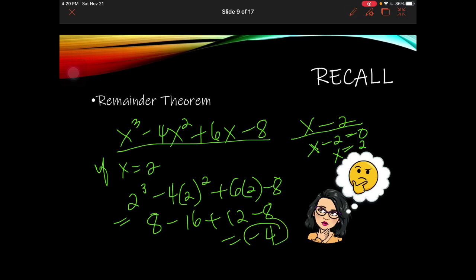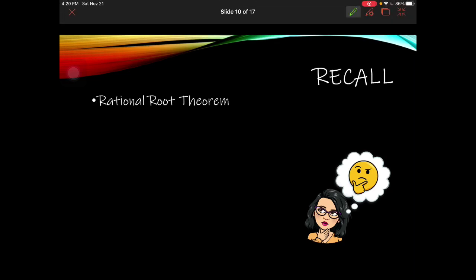Okay? And then for our last theorem, we have the rational root theorem. Ito po ay sasabihin lang niya kung ano yung mga possible rational roots ng isang polynomial. So halimbawa po, meron akong x cubed minus 4x squared minus 6x plus 8. So, ano pong sinasabi ng rational root theorem? Kailangan po natin kuhanin ang constant at saka ang ating leading coefficient. In this case, our leading coefficient is a 1 and our constant is an 8.